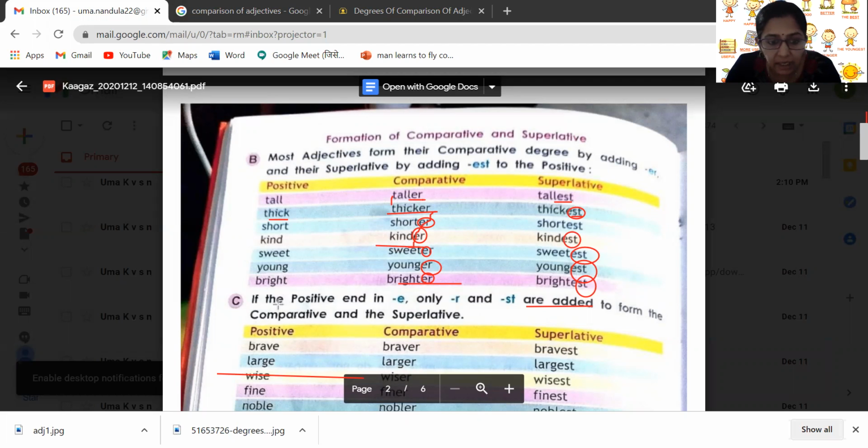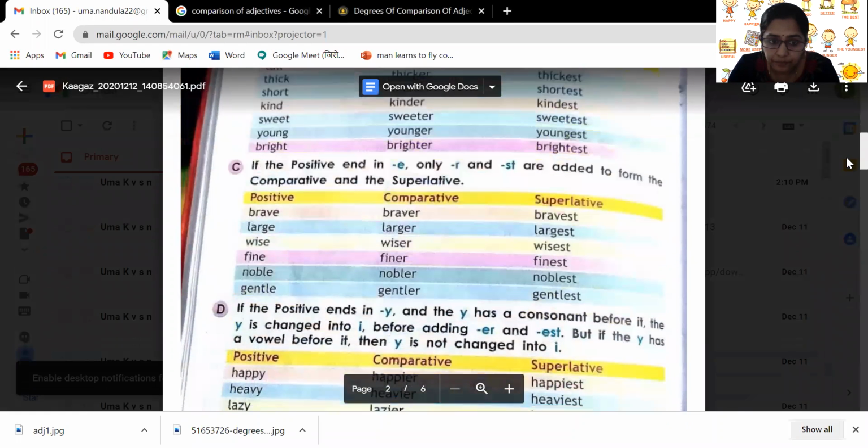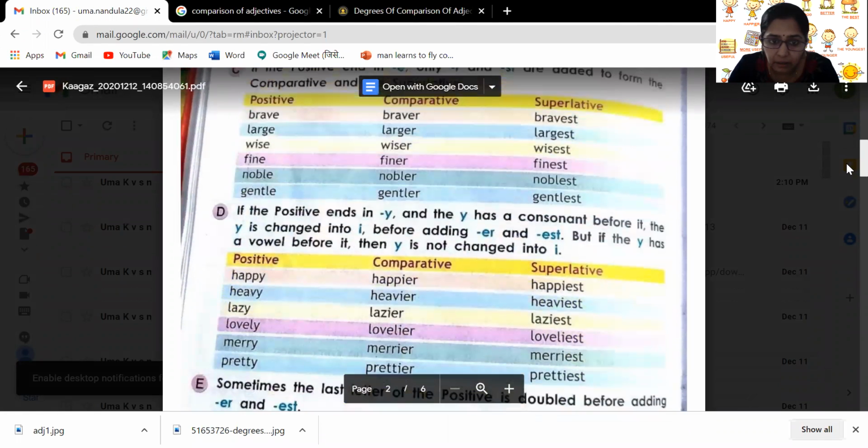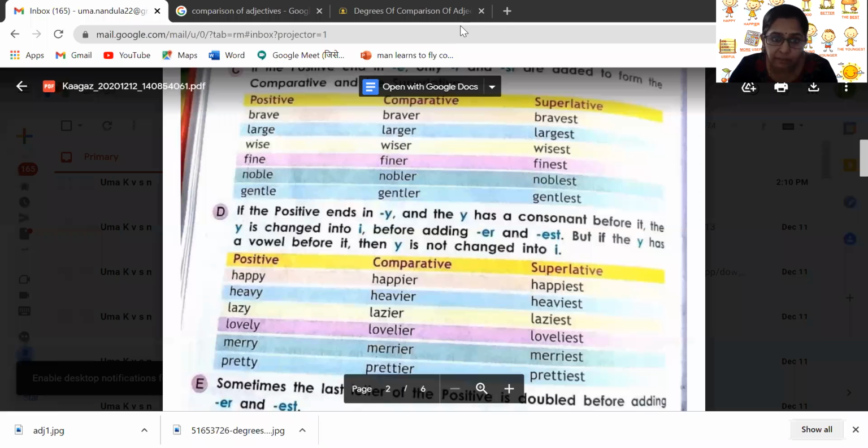Now we will go for another category. If the positive ends in E, then only R and ST are added to form the comparative and superlative. Let us see what that is. What is the first one? Brave. What have we added here? Braver. So we added R here, and here we added ST. Brave, braver, bravest. Then, large.